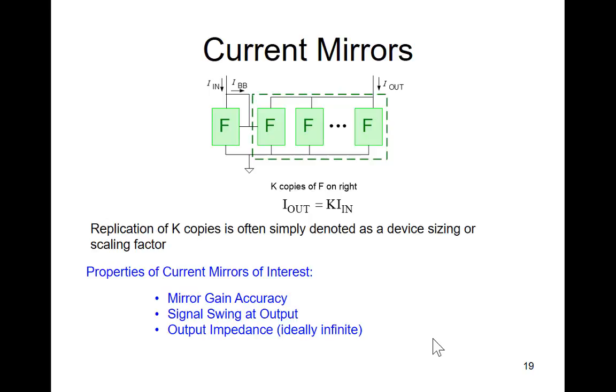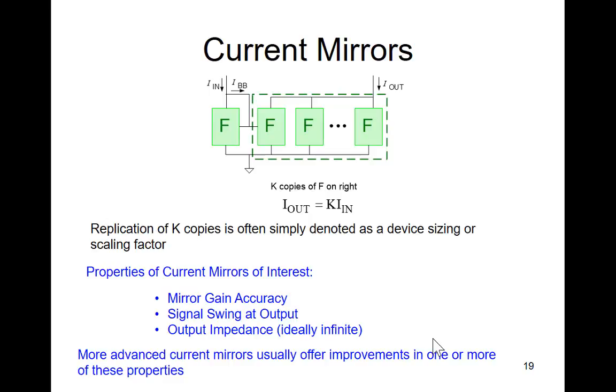Also, the output impedance of the current mirrors is important. As Mr. Kimmler pointed out, if we could drive the output impedance of that current mirror up, we would probably drive the gain of our amplifier up. If you look at the more advanced current mirrors, they usually offer improvements in one or more of these properties.